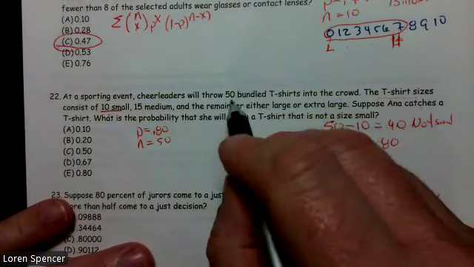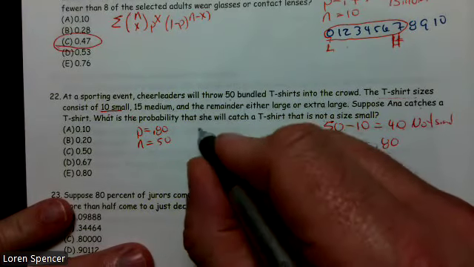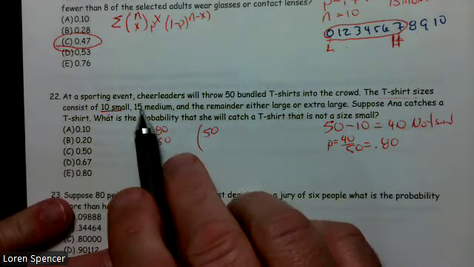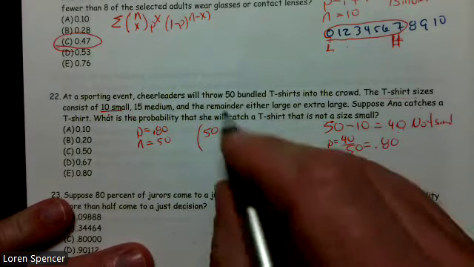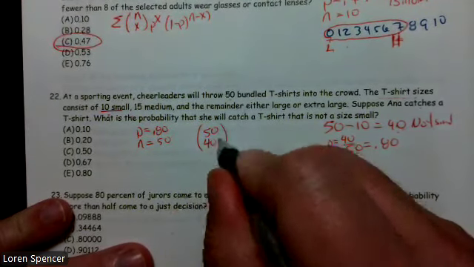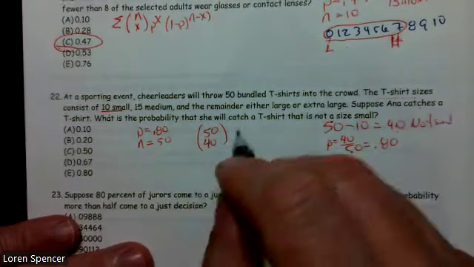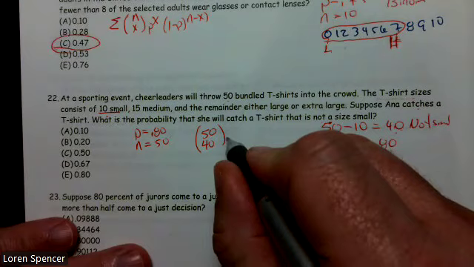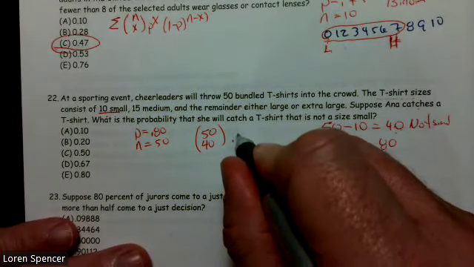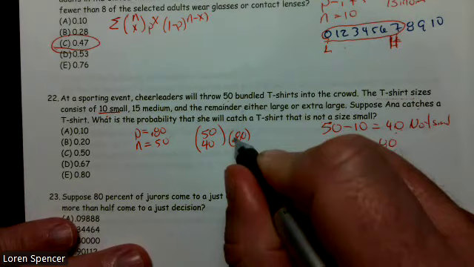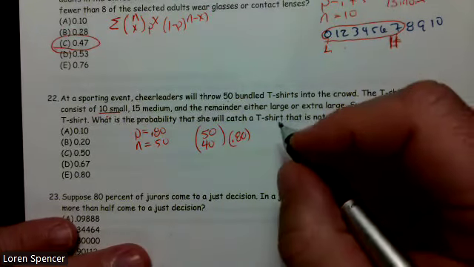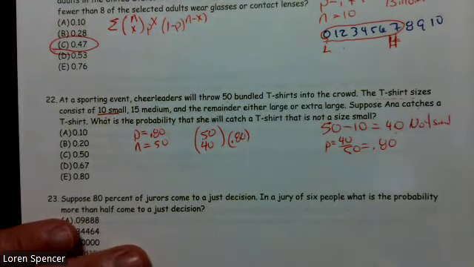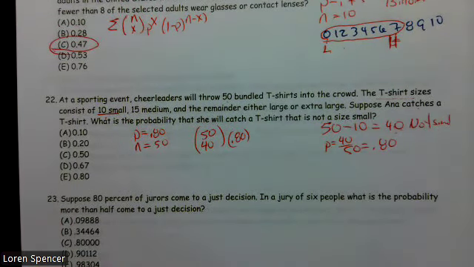All right, so there are 50 shirts. So basically, my sample size is 50, and they want to know the probability she catches one that's not small. We already said that 40 were not small, so 50 choose 40, and we're only looking at catching one. So 50 choose 40, and our p-value is 0.80. I don't like this problem. I'm going to pause this again.